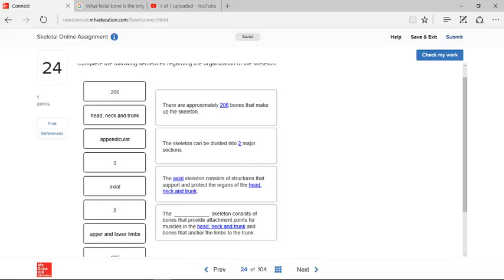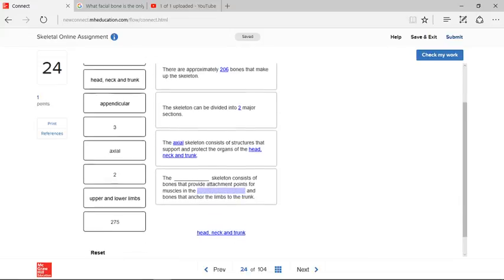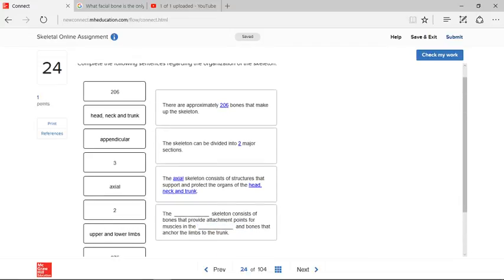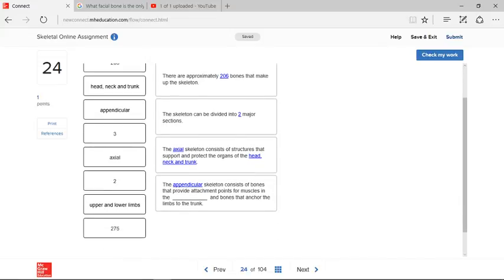You know what? The blank skeleton consists, we're just going to have to do this, right? We're going to do the appendicular skeleton. It consists of bones that provide attachment points for the muscles in the upper and lower limbs. I don't know why that was so hard for me.